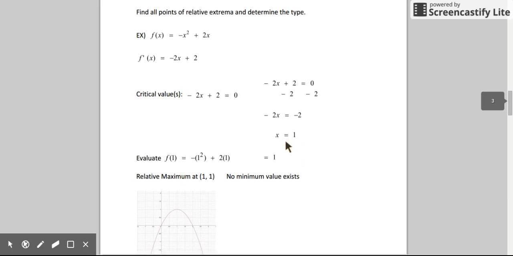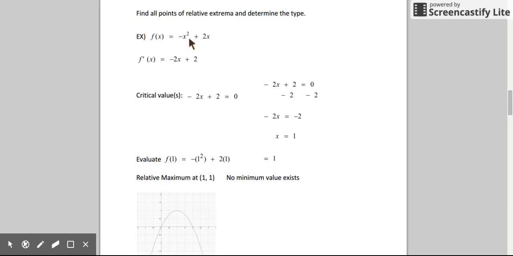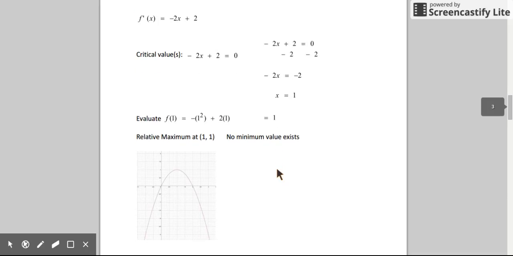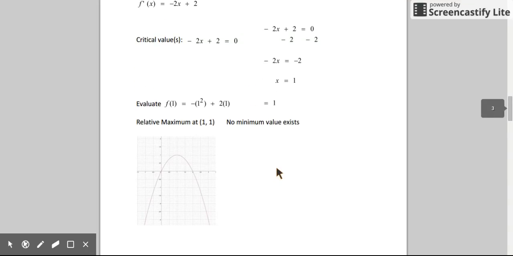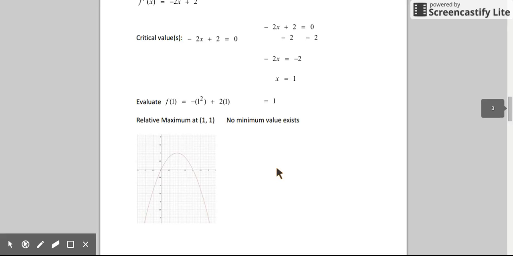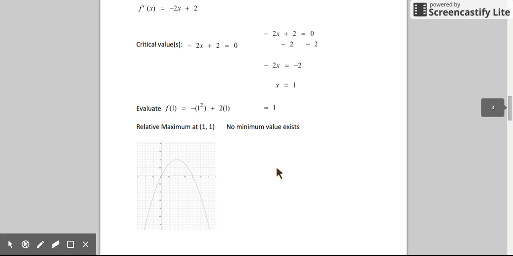So we're going to plug that value back into the original to figure out what the output is at that x value. When I plug 1 into my original function, I get 1 out. So I know that my extrema is happening at (1, 1). Later on, we're going to be doing what's called the first derivative test to establish whether it's a maximum or a minimum. But in this video, we're just going to be looking at the graph or determining function types to figure out whether it's a maximum or minimum.